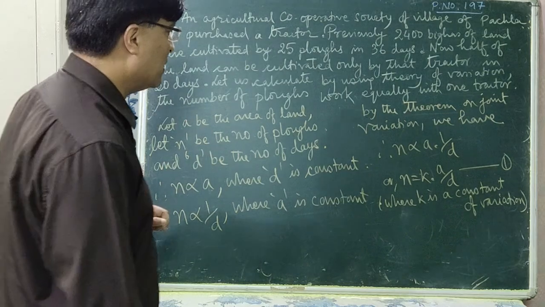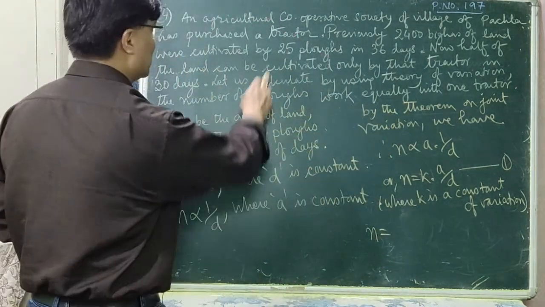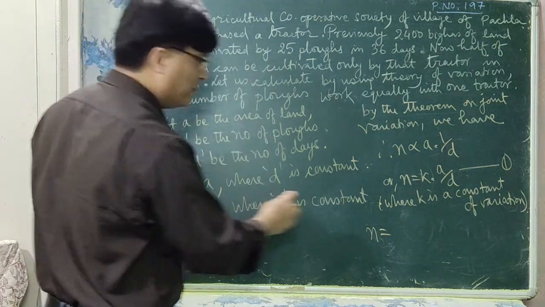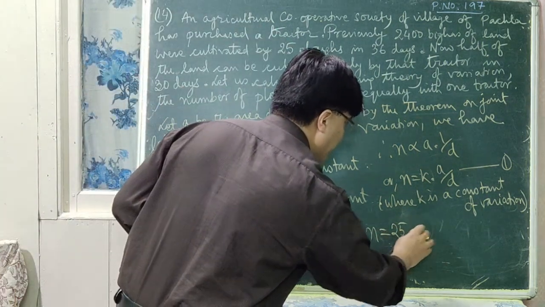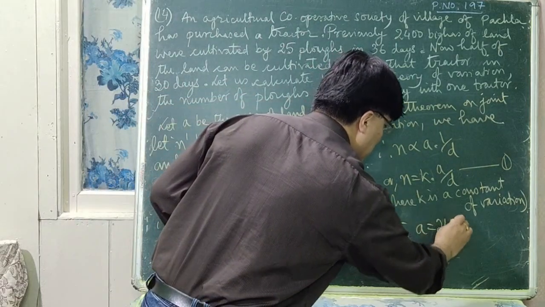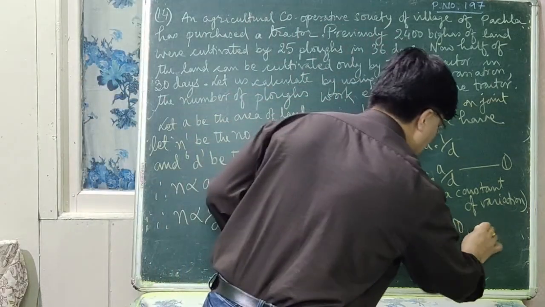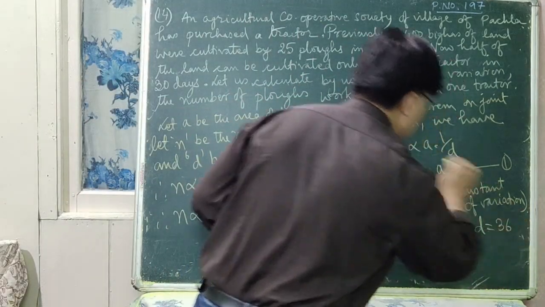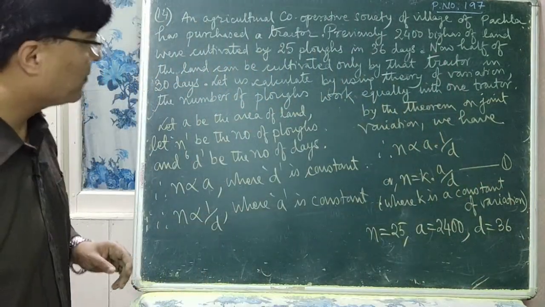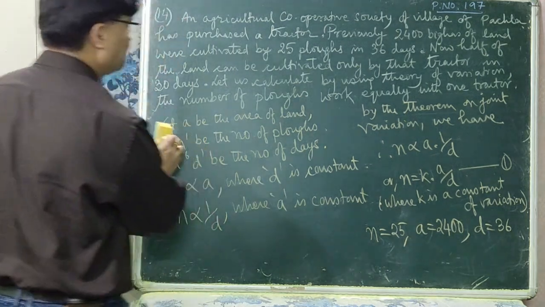So let us put the values here. In this case, n denotes the number of plots, isn't it? Number of plots is 25, so n is equal to 25. Area of the land is 2400 bighas. And the number of days is 36 days. That is, d is equal to what? It is 36. So I think you have understood it. So let us simplify it now.